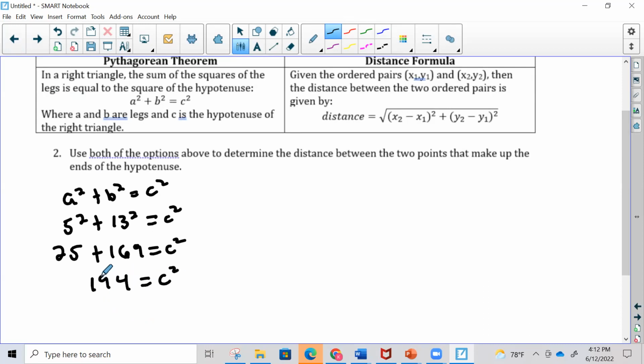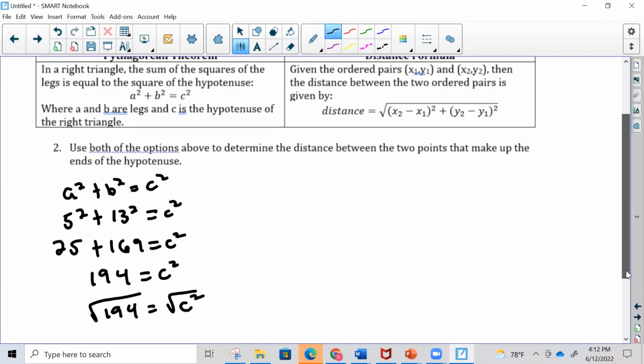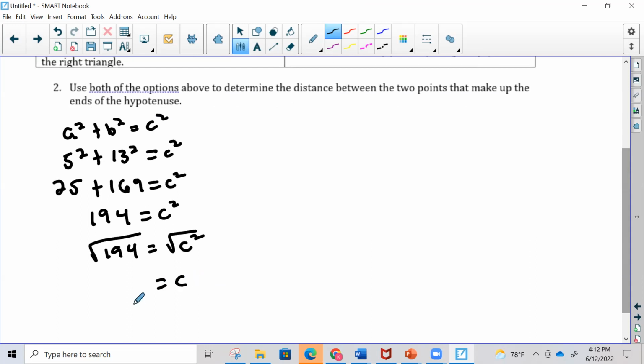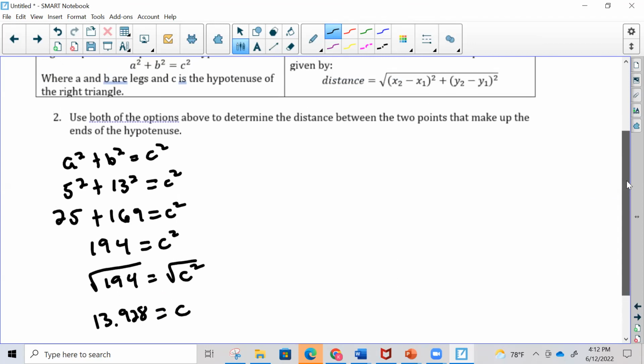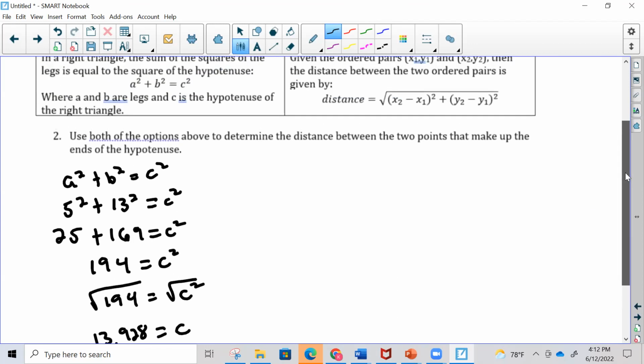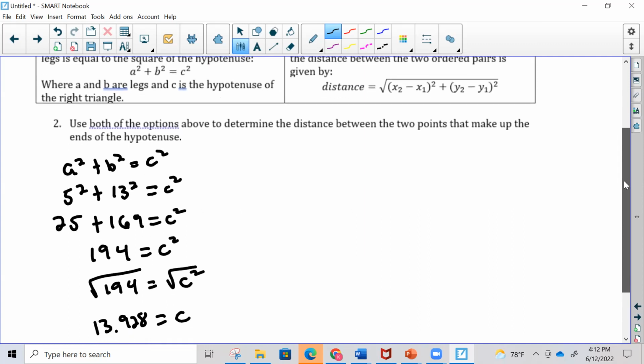And then here's where you will need a calculator for most of these. You're going to take the square root of both sides to get rid of the squared. The square root of c squared is just c. And if you take the square root of 194, you'd have to use your calculator. You get about 13.928. Okay, so that's using the Pythagorean theorem.